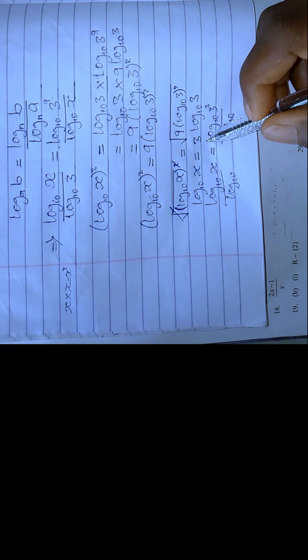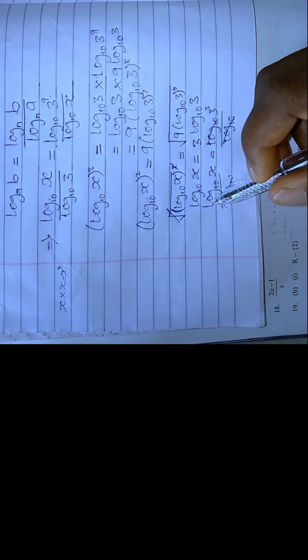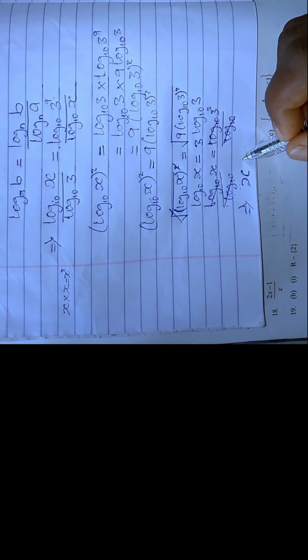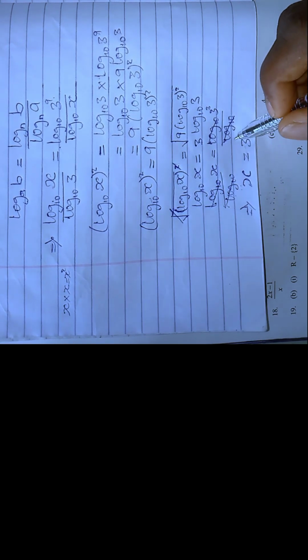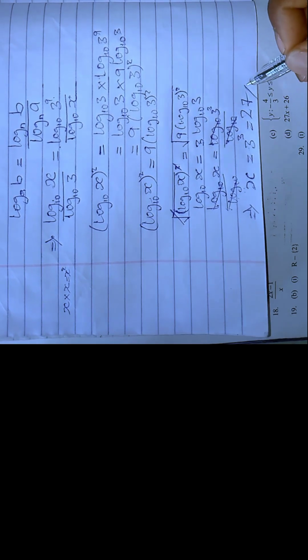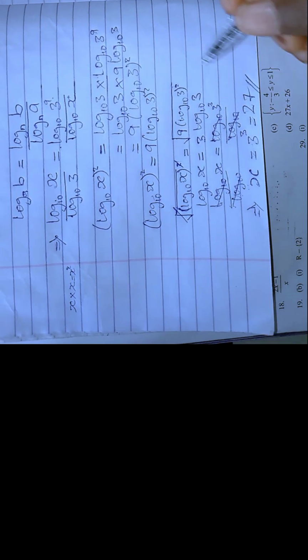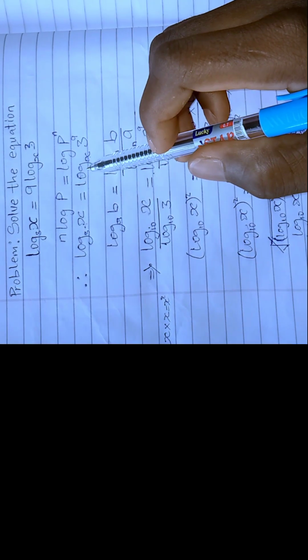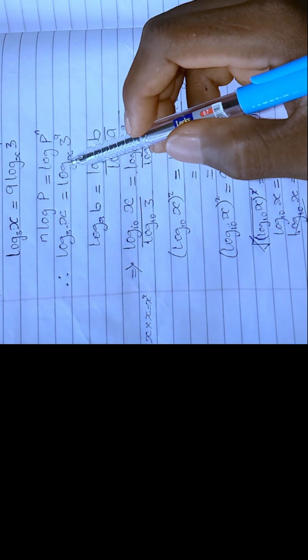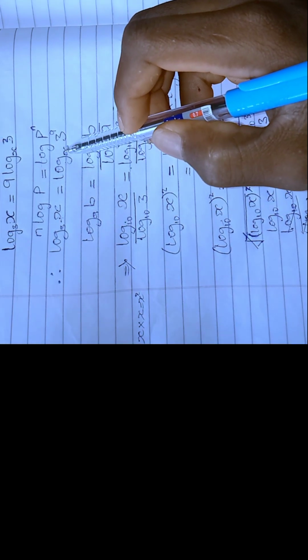So this cancels this. What we are now left with is x equal to 3 raised to the power 3, which is equal to 27. So therefore 27 is our answer for this particular equation. Meaning if we substitute 27 in place of x in this equation, we are going to get the left hand side to be equal to the right hand side.